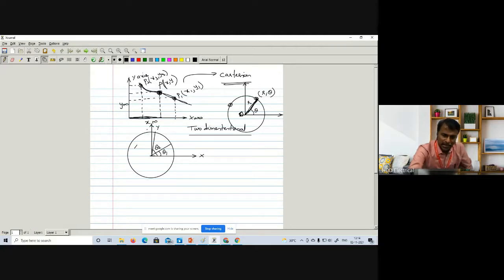Similarly, this radius will also change. After some time this radius will be a little more higher, right? Otherwise, this radius will again be less. So based on that, this radius will also change. So the variables will be r, the radius, and theta.